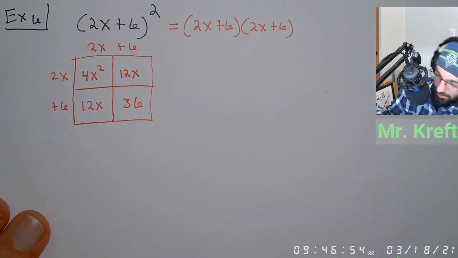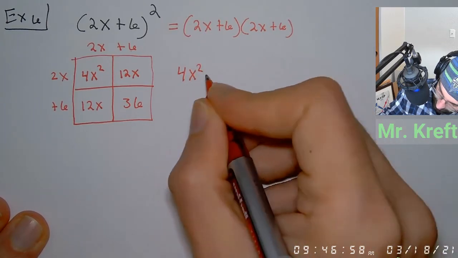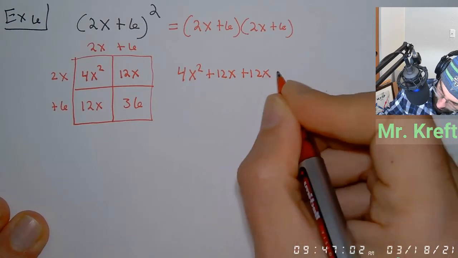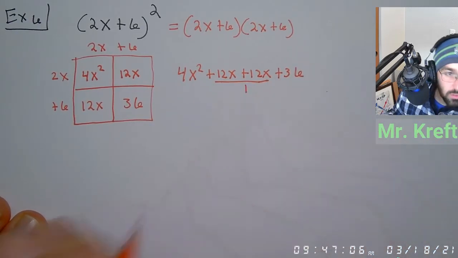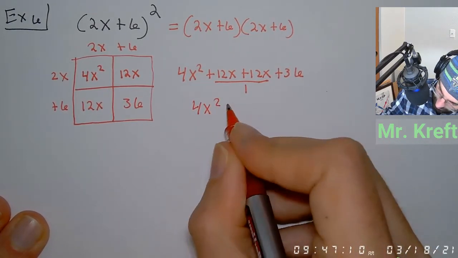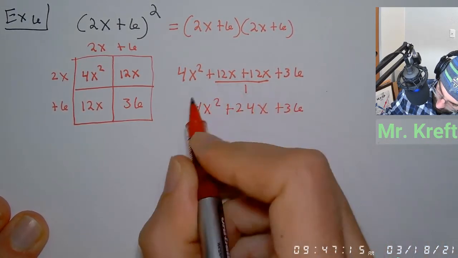Okay. All right. So then I'm going to add these all together. I get 4x squared plus 12x plus 12x plus 36. I add these two middle ones together. I'm going to have 4x squared plus 24x plus 36.